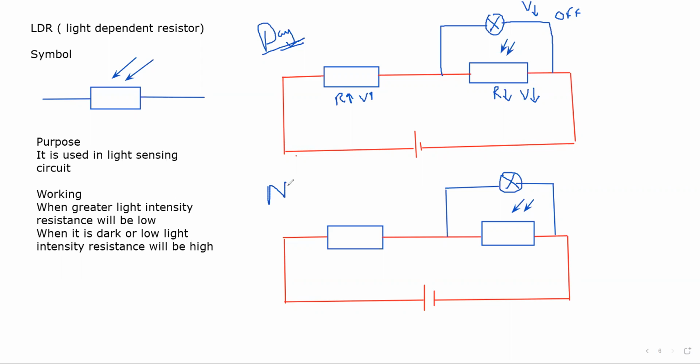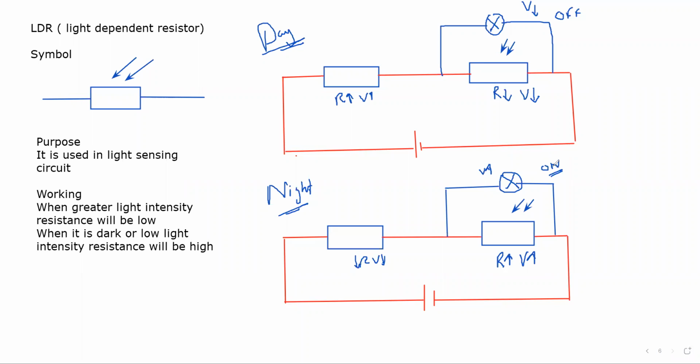But as it gets darker at night, what happens? The light intensity decreases. As the light intensity decreases, the resistance of the LDR increases. If resistance of the LDR increases, more voltage across the LDR. As more voltage across the LDR, more voltage across the bulb, and that bulb will be on. So automatically, the street lamps or lights switch on when it gets dark, because they are connected in parallel to the light dependent resistor or LDR.